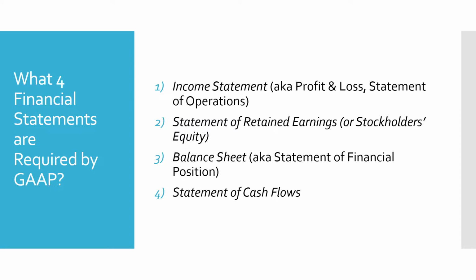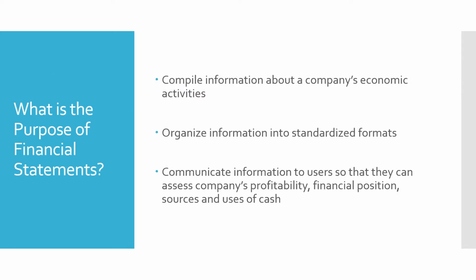The income statement, otherwise known as a profit and loss statement or a statement of operations, is prepared first. A company is also going to prepare either a statement of retained earnings or a statement of stockholders' equity second. Third, we have a balance sheet, which we know is also known as a statement of financial position. And finally, the fourth financial statement is known as a statement of cash flows.